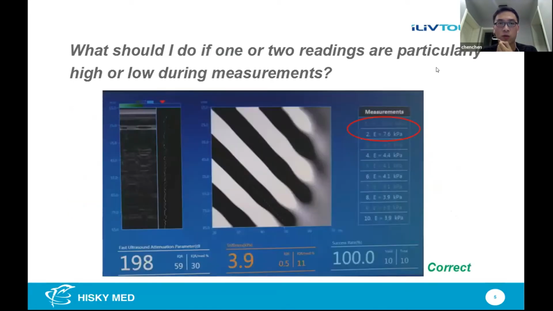For example, like this picture. As you can see, the first reading is 10.4, and the second reading is 7.3, 7.6, and these are high readings. But we continue to step on the foot switch because the three mode pictures satisfy our requirements. So I continue to step, and you can see the result will be stable. Then we will get a very good result.